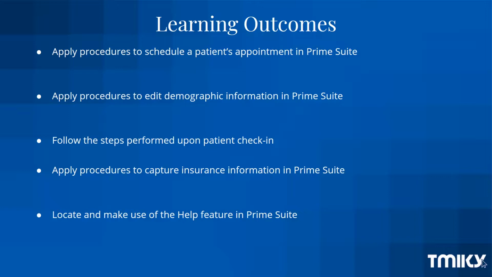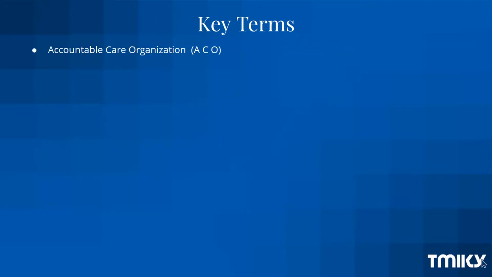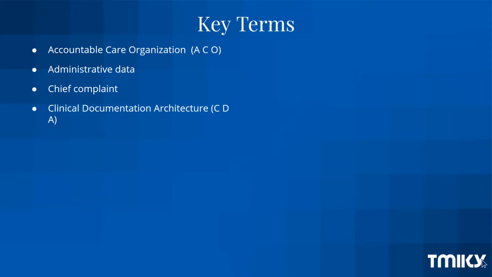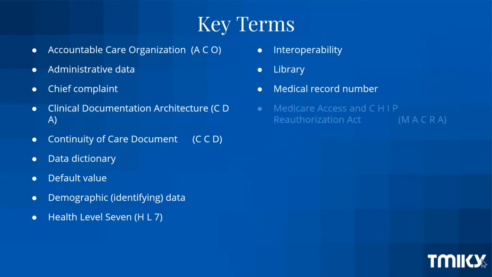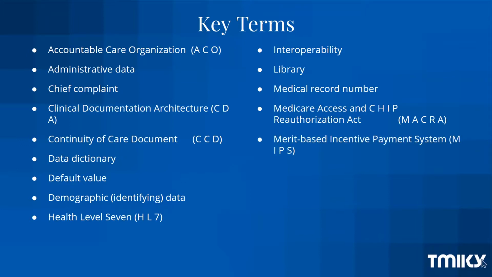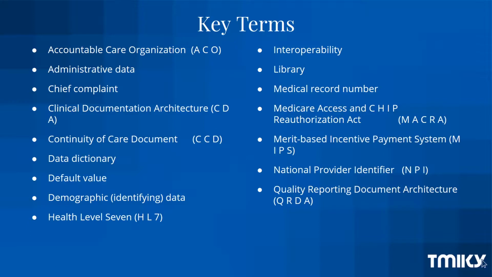Now let's take a look at today's key terms. Starting with accountable care organization, administrative data, chief complaint, clinical documentation architecture, continuity of care document, data dictionary, default value, demographic or identifying data, Health Level 7, interoperability, library, medical record number, Medicare Access and CHIP Reauthorization Act, or MACRA, Merit-Based Incentive Payment System, or MIPS, National Provider Identifier, Quality Reporting Document Architecture, and UB04.